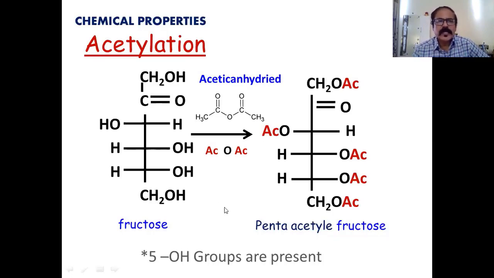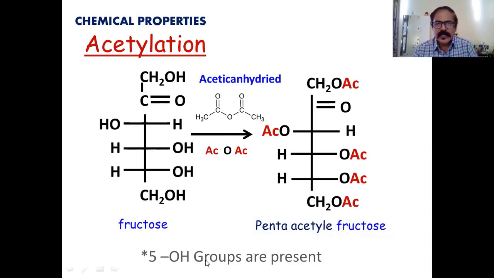Now I will tell you how to write this in the examination. In the examination, they will ask you to explain the open chain structure of fructose. So what are we supposed to write? Under the heading acetylation, you write that the fructose molecule is taken and subjected to acetylation with acetic anhydride. Acetic anhydride has an acetyl group. 5 moles of acetyl groups are required for 1 mole of fructose, which means you get a pentacetyl fructose. This pentacetyl fructose indicates there are 5 hydroxyl groups present in fructose.